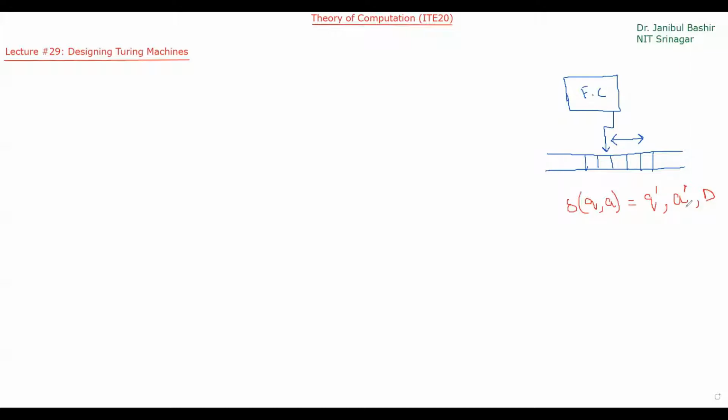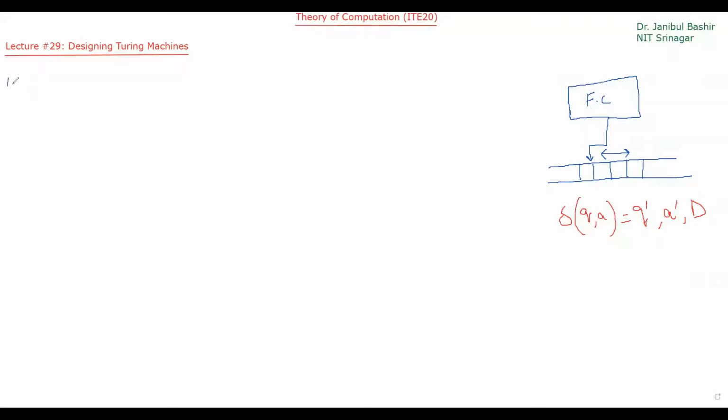So today in this particular lecture, we will be designing some Turing machines. We will be giving examples for different languages, and we will design the Turing machines for those languages. And that will help us to understand how we can design Turing machines for different classes of languages. So let me start the first example related to designing Turing machines.